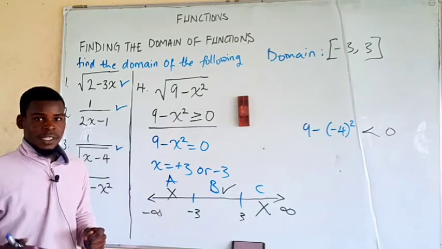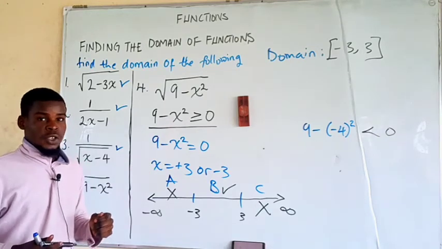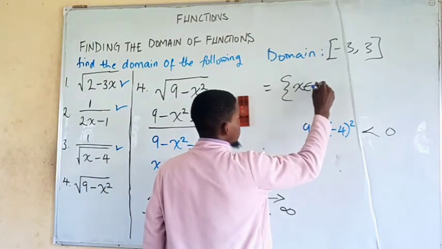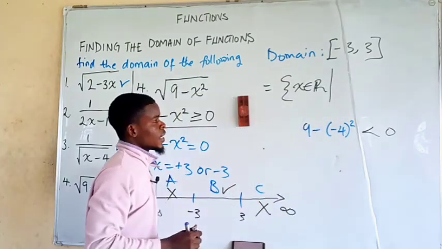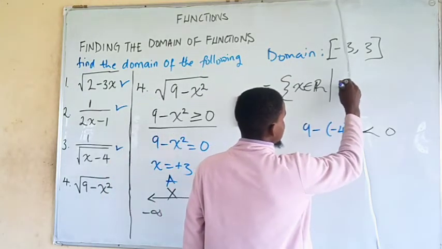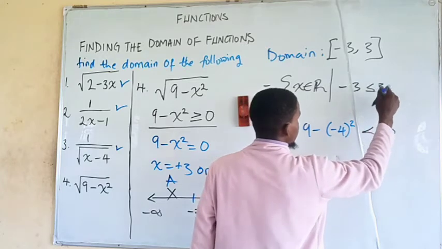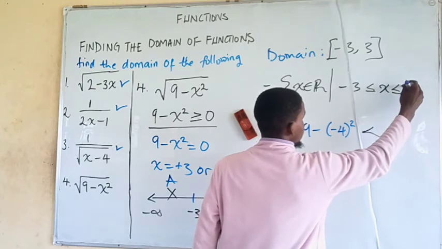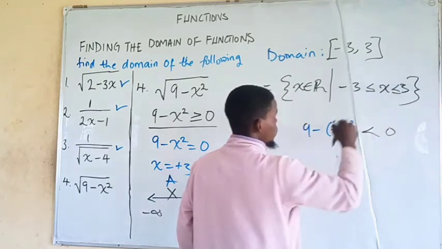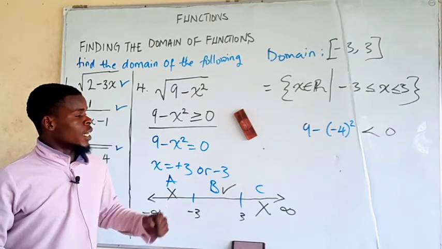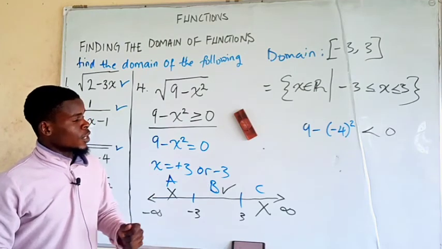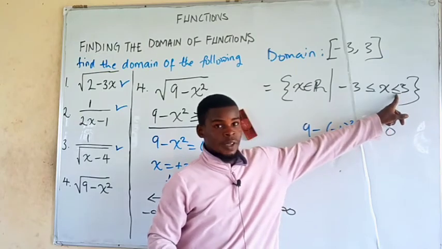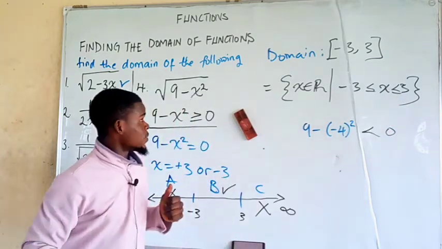Well, that domain there is in interval notation. If we want to use the set notation, it will be the set containing all real numbers x such that x lies in the interval from -3 to 3, with -3 and 3 included. That is what it means for x to be in the domain of this function. It starts from -3 and gets to 3. It can be equal to 3, it can be equal to -3. It will also satisfy that function.